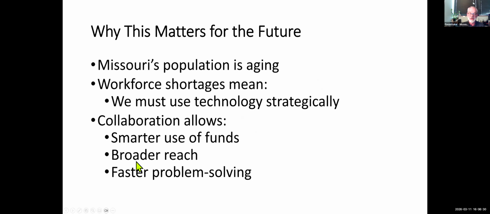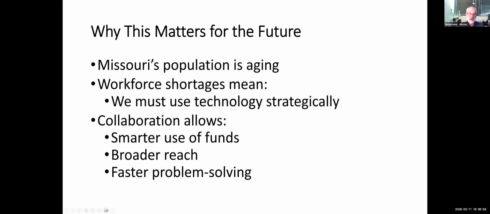And on the next slide, this is important for a lot of reasons, not just in Missouri, but from coast to coast. Our population is aging. I know in other states this is very true. We have this workforce shortage, and if we can use technology strategically, it helps us address that. And as Christina pointed out, collaborations can enable us to have a smarter use of funds, a broader reach, and to solve the problems that people may be trying to address out there a little bit quicker.